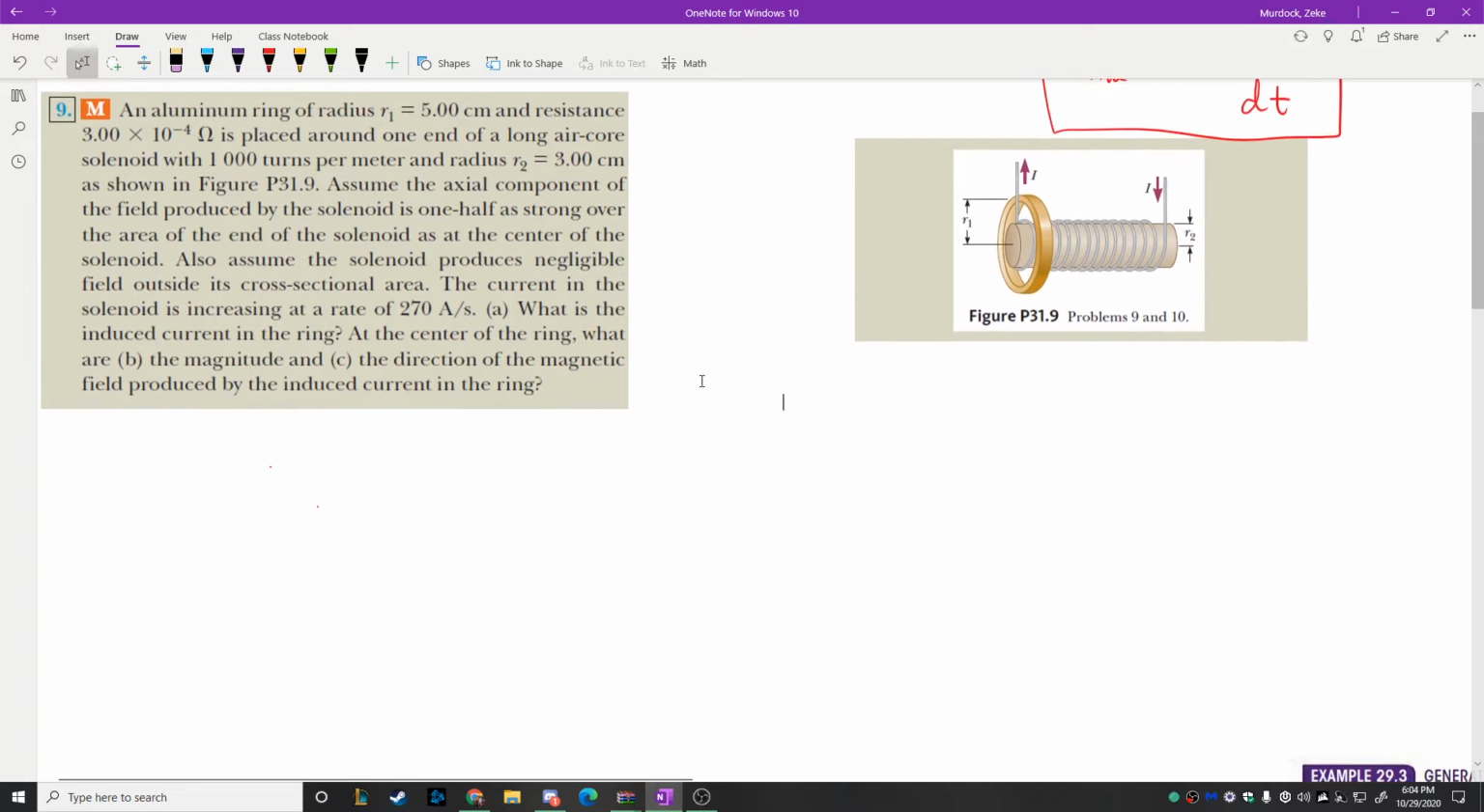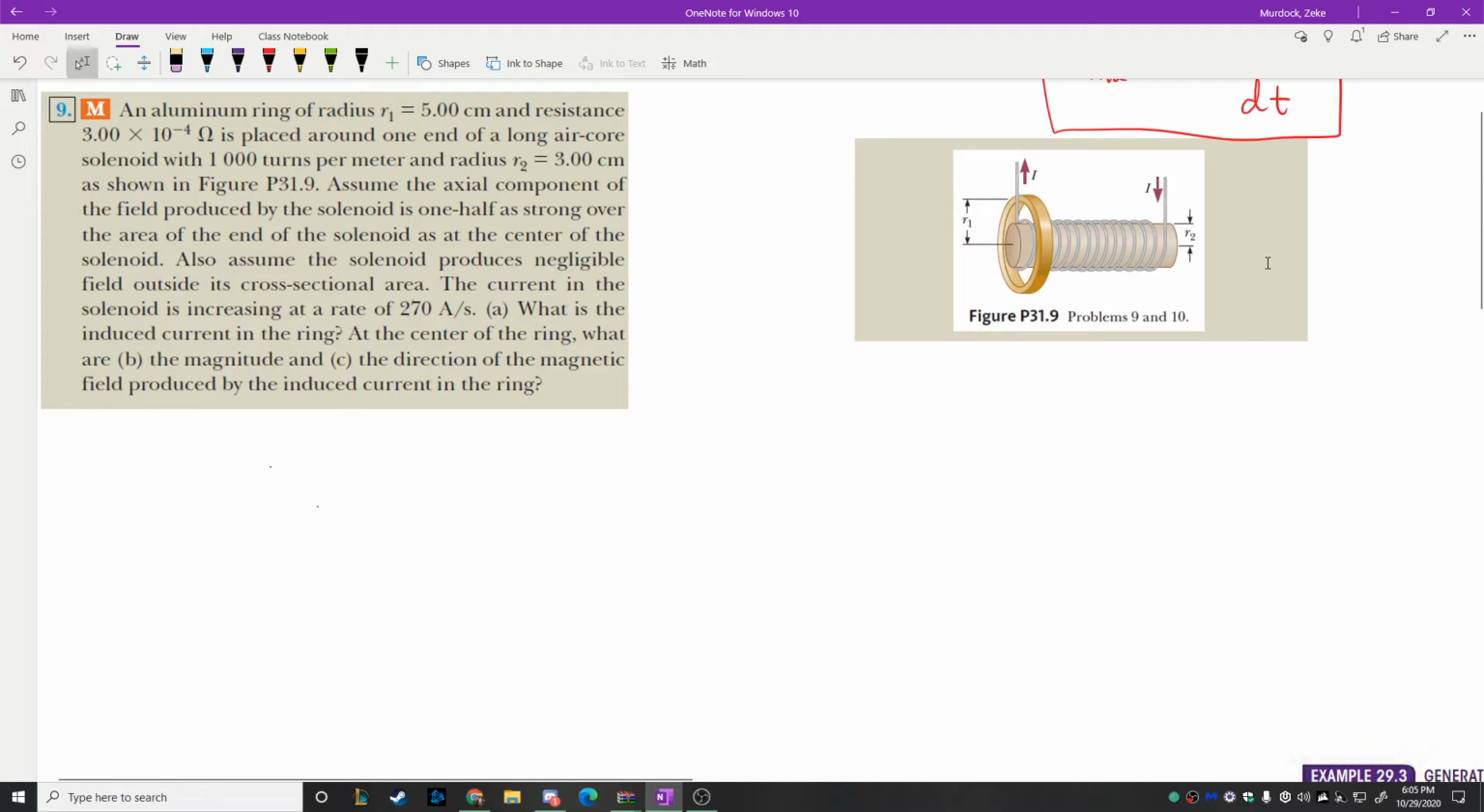So here we go. It says an aluminum ring with a radius of 5 centimeters and a resistance of 3 times 10 to the negative 4 ohms is placed around one end of a long air core solenoid. So we've got this solenoid right here. The solenoid, just to remind you, is just the fact that you've got this core and then a bunch of coils wrapped around it. That's what makes it a solenoid. You might as well just call it coil. Anyway, it has 1,000 turns per meter.